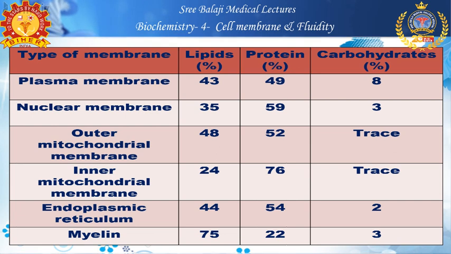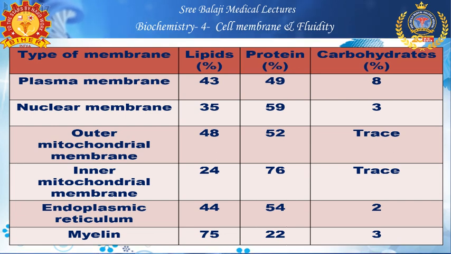If you see in this tabular column, as I told you, in the plasma membrane 43% will be lipids, 49 to 50% will be proteins, and carbohydrates are present in a very minimal amount. If you take the nuclear membrane, the protein component will be more than carbohydrates and lipids. In the mitochondrial membrane, only trace amounts of carbohydrates are present. In myelin, the lipid component will be more compared to proteins and carbohydrates.